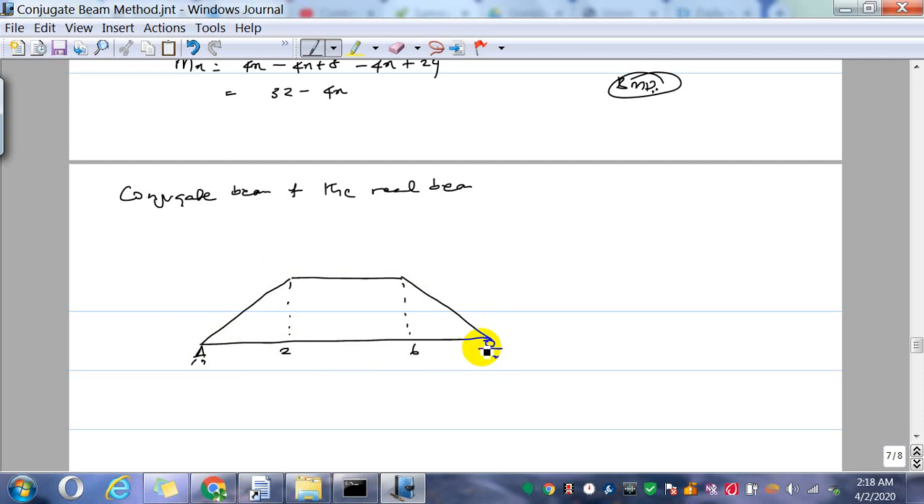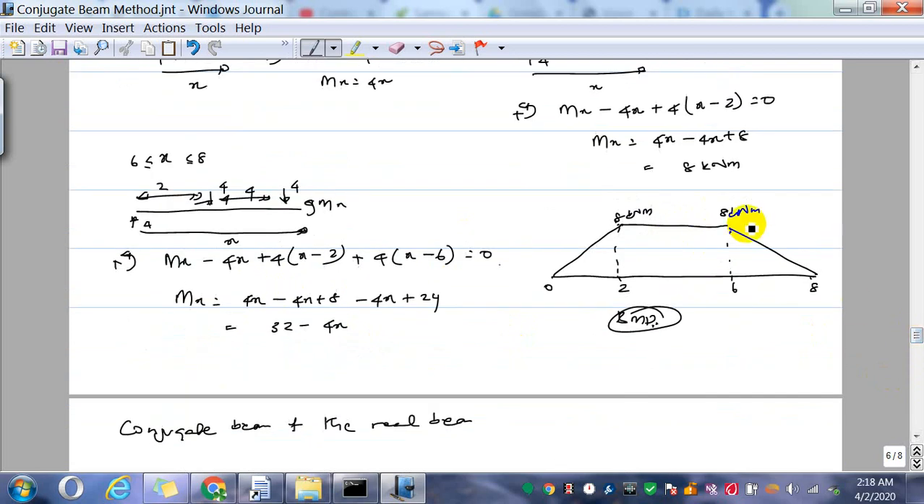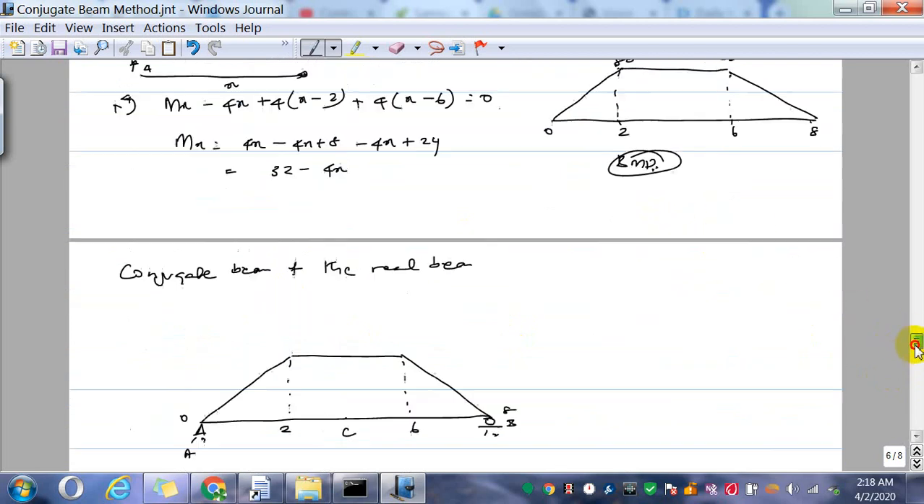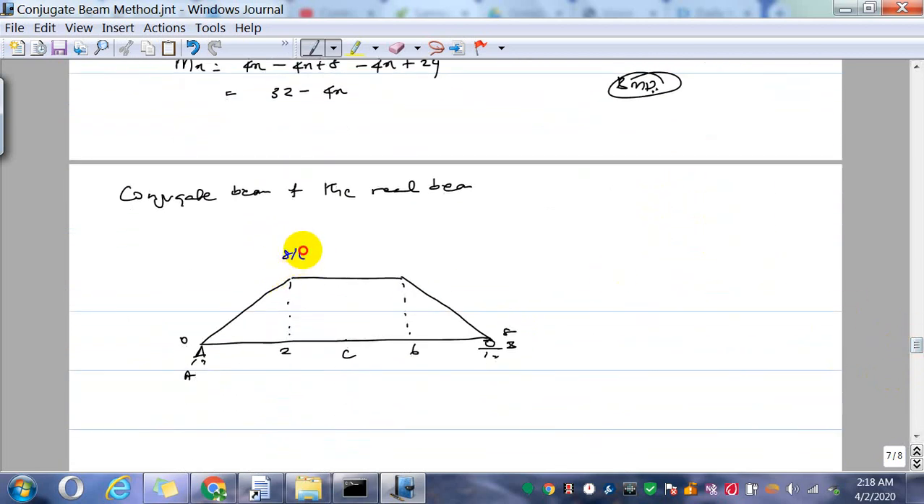2, 6, 8, C. So A, B, and C. So this is the load. This is the load, actually M over EI. So this is the bending moment diagram, and if you divide this by EI, you get a similar shape. So 8 over EI, 8 over EI. So this is the load. So it's on the positive side, so it's the upward sign convention. Load acting upward.